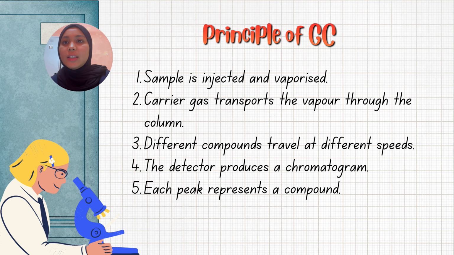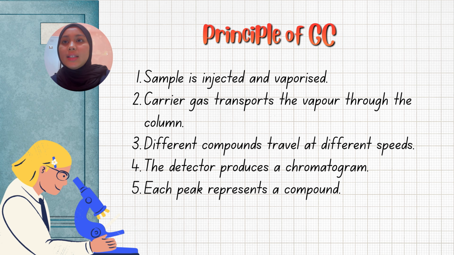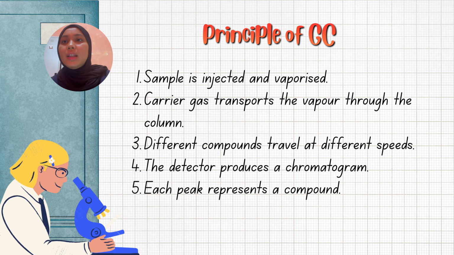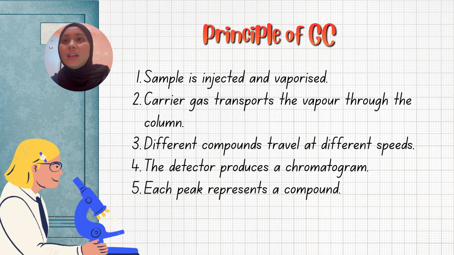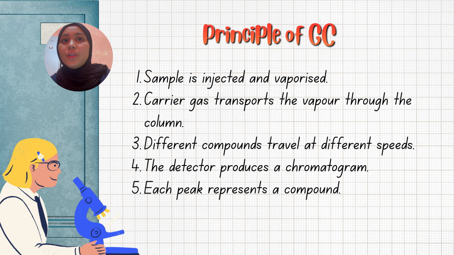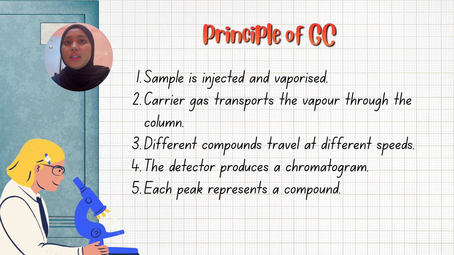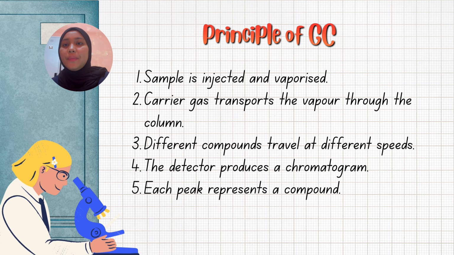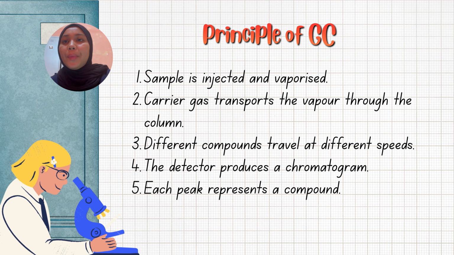Gas chromatography is an analytical technique used to separate and identify volatile compounds in a mixture. The separation occurs because different compounds travel through the column at different speeds. First, the liquid sample is injected into the instrument and immediately vaporized. Next, an inert carrier gas such as helium or nitrogen carries the vapor through the chromatographic column. Inside the column, the compounds interact differently with the stationary phase. Compounds that interact less strongly move faster and leave the column early, while the compounds that interact more strongly take a longer time to pass through the column.